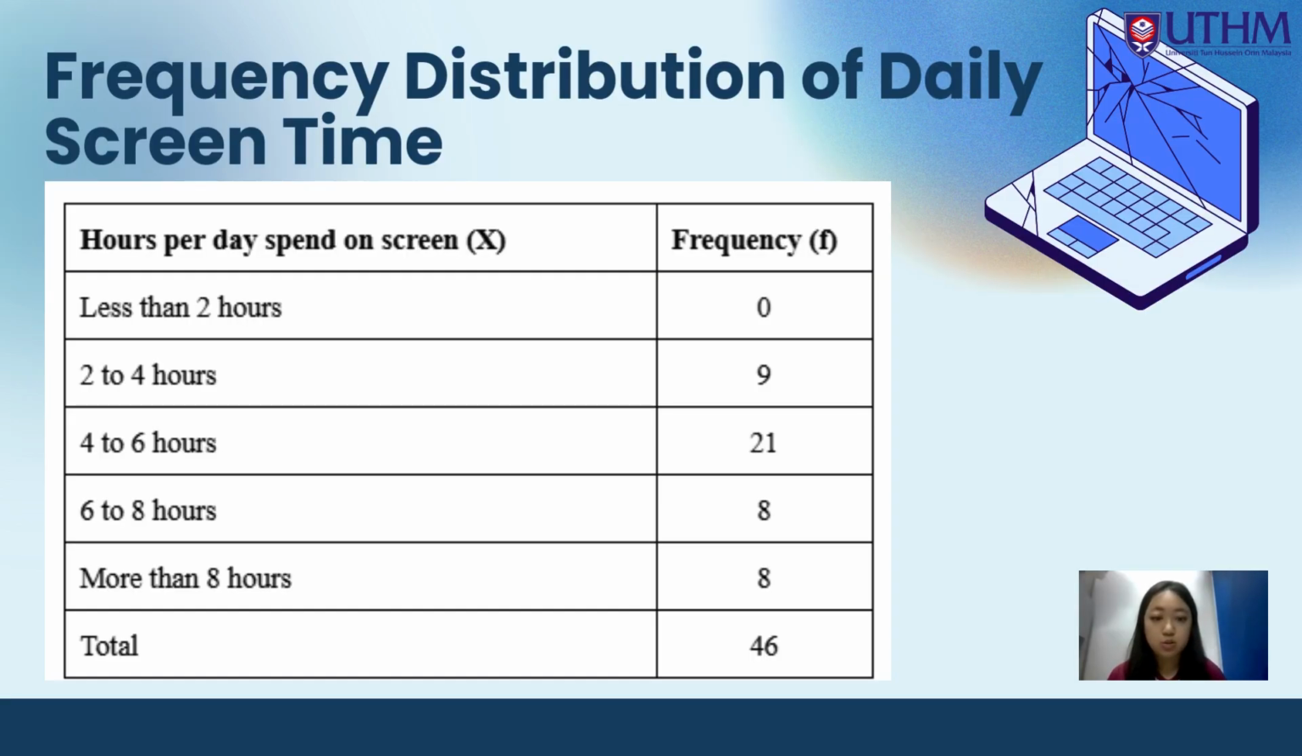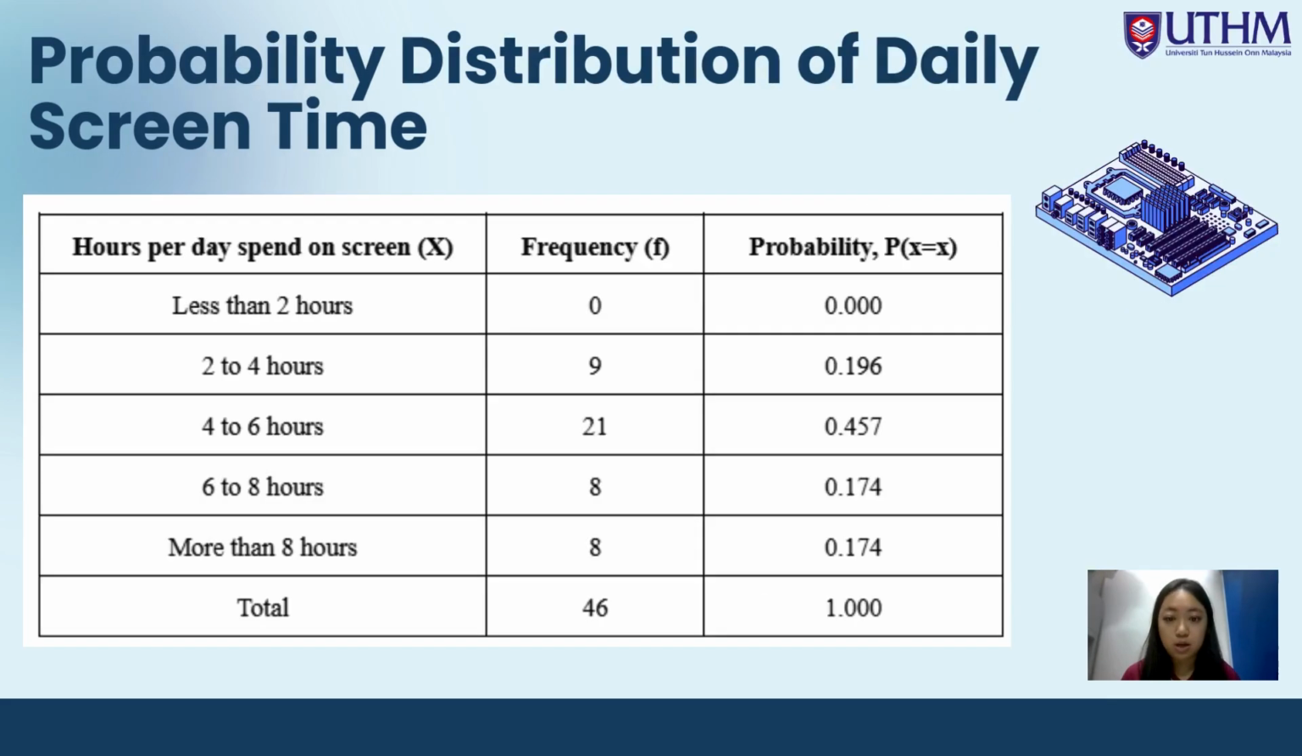This table shows the frequency distribution of students' daily screen time. Most students spend 4 to 6 hours per day on the screen, while no student reported less than 2 hours. This suggests that moderate daily screen usage is common among respondents.